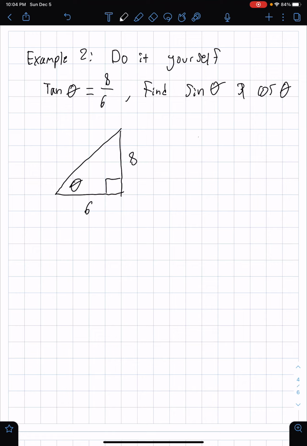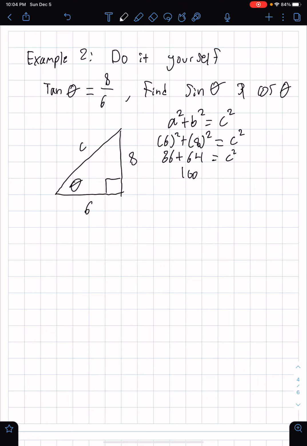Alright, now that you tried it, remember how in the last problem we used the Pythagorean theorem to find the side? So here we're going to find c. So a squared plus b squared is equal to c squared. So then we have 6 squared plus 8 squared is equal to c squared. So then 36 plus 64 is equal to c squared. So then 100 is equal to c squared. Take the square root. C is equal to 10.